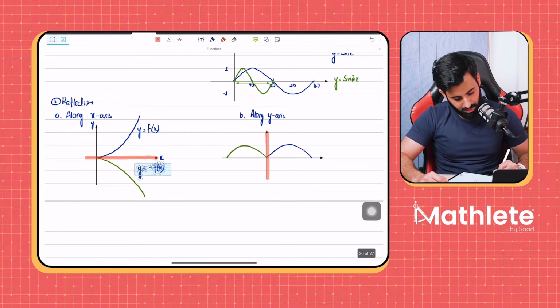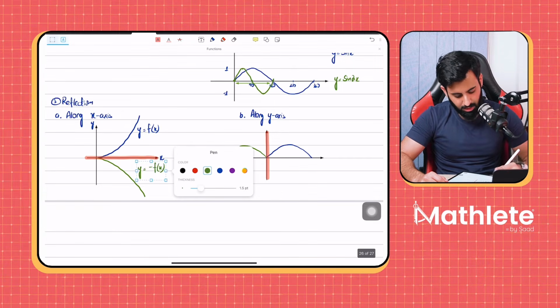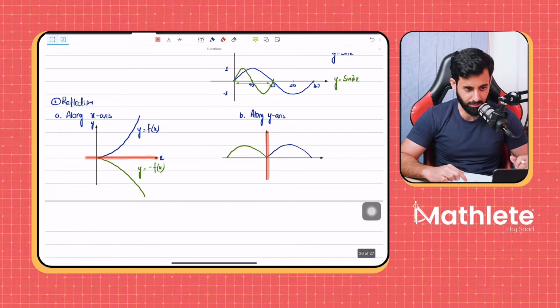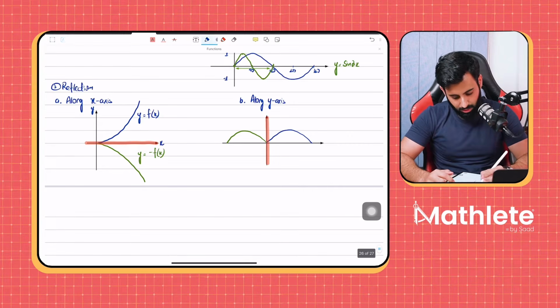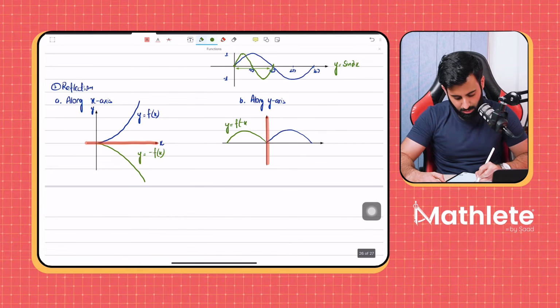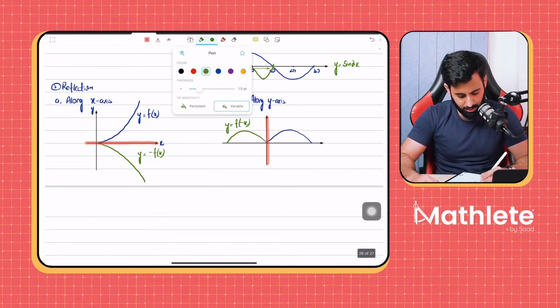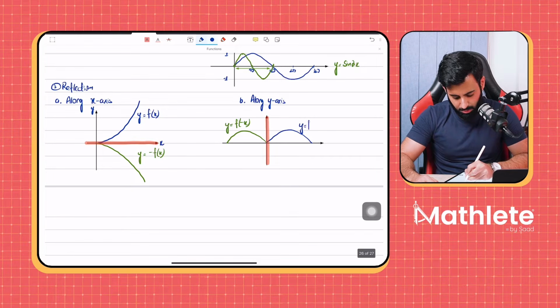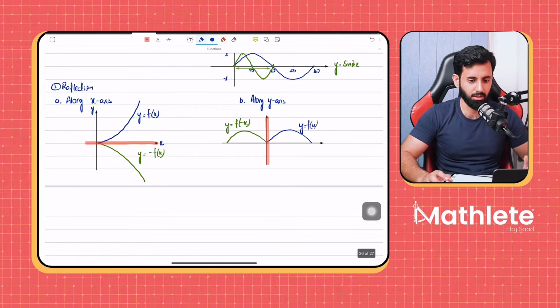So what you see in green now is what the reflected curve is going to look like. And here, when you reflect it along the y-axis, this is what it's going to look like. y equals f of minus x. More about this later, okay? I don't want you guys to get confused right now. More about this in detail, inshallah, later on.